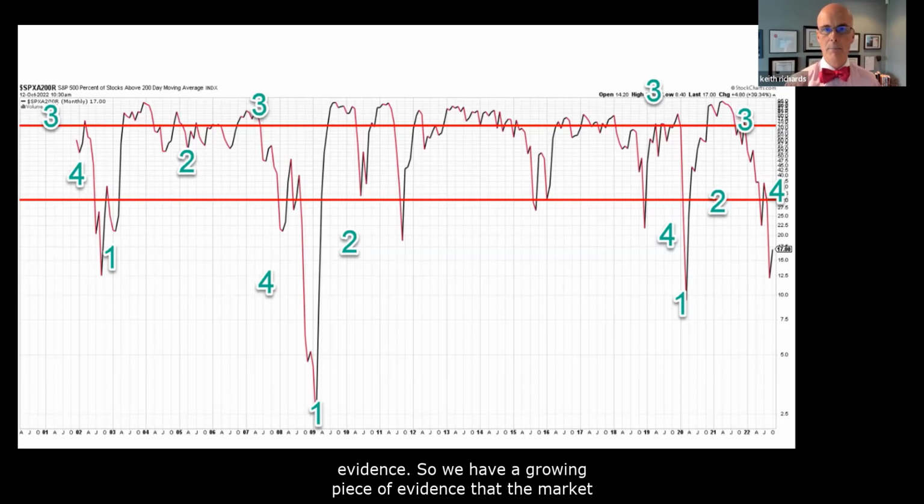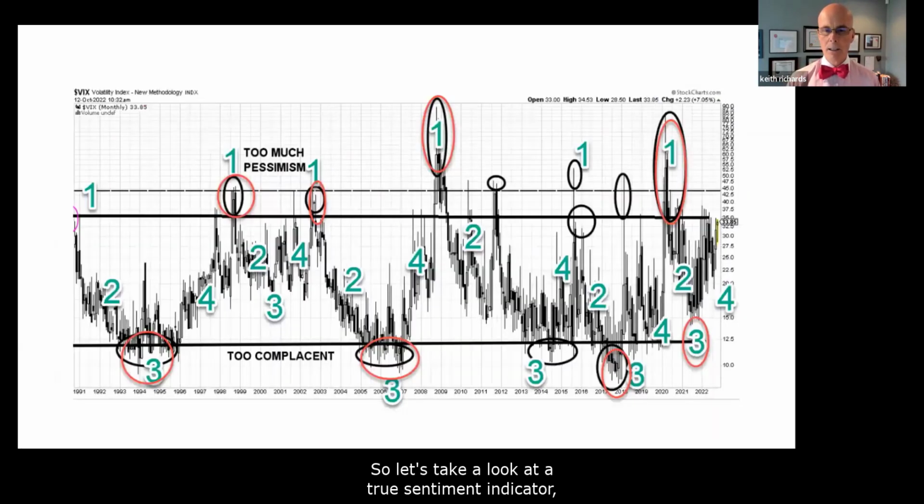So we have a growing piece of evidence that the market is becoming despondent, and that's seen on the number of stocks below their 200-day moving averages. So let's take a look at a true sentiment indicator, and that is the VIX. Now, again, I'm just highlighting.